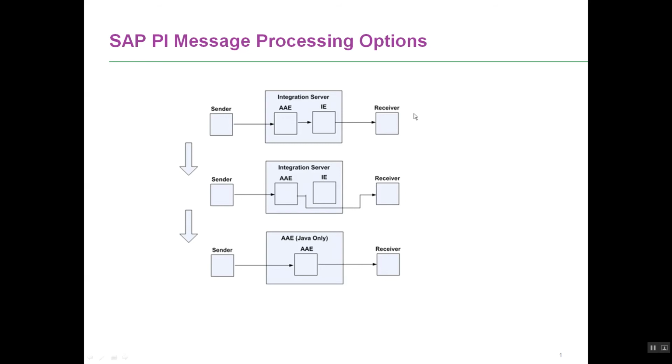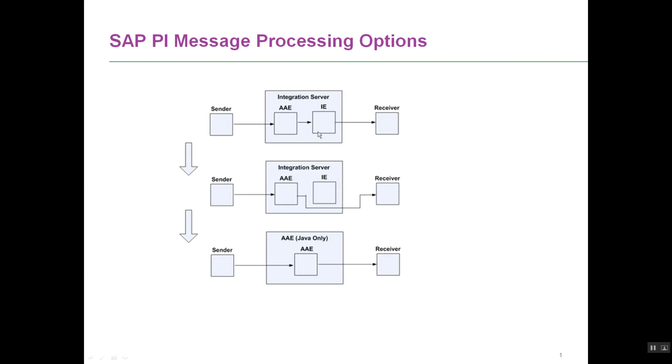Now, there were a lot of overheads. At the end of the day, for a file to get processed, PI was doing a lot of switches between its internal components. The sender adapter would send the message to the integration engine, which would mean one switch from the Java stack to the ABAP stack, and then the integration engine would send it back to the adapter engine. That would mean one more switch, and then finally the message used to get delivered to the receiver. So this is what we used to call classical message processing, or a classical configuration.